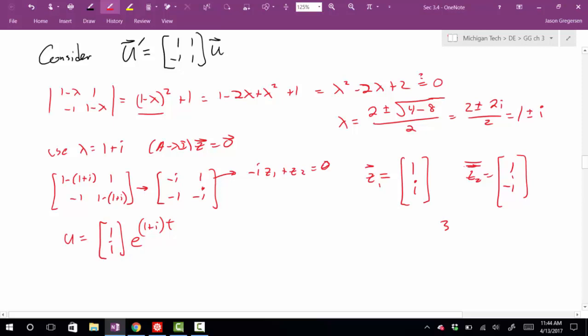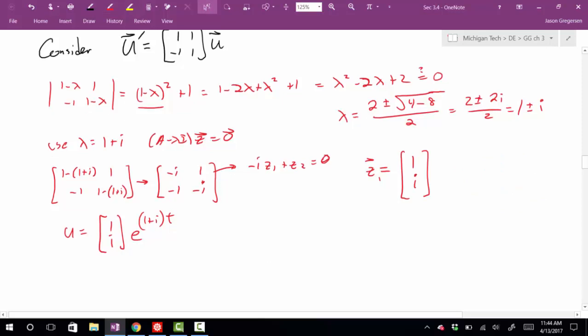Remember, when I say conjugate, this is what I mean. If I have 3 plus 2i, that's some complex number. The conjugate is 3 minus 2i. That's the complex conjugate. Okay? So I don't have to calculate that second eigenvector because I already know what it is. Now, I just grabbed the first eigenvalue and eigenvector. I threw it into my solution.